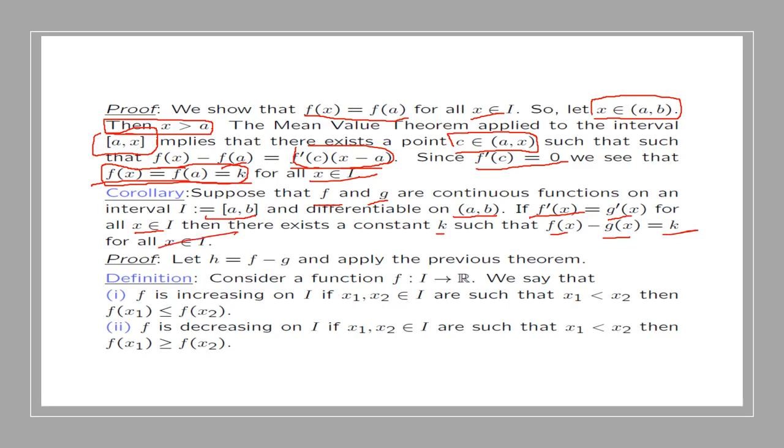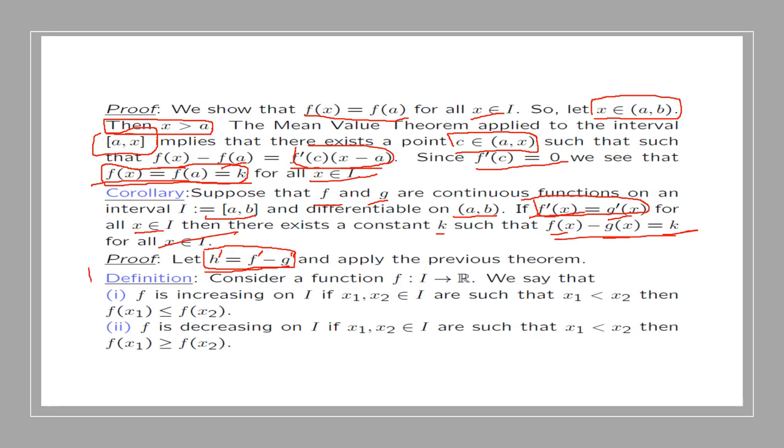For the proof, you simply set h to be equal to f minus g, then the derivative of h, which is h prime, will be f prime minus g prime, okay? Now, since f prime is equal to g prime from here, that tells you that h prime must be equal to 0. Then the previous theorem tells you that h of x must be equal to k for all x in I, and so you get this one here.